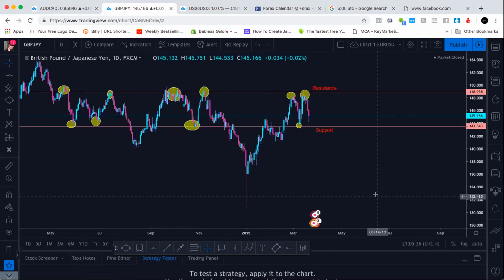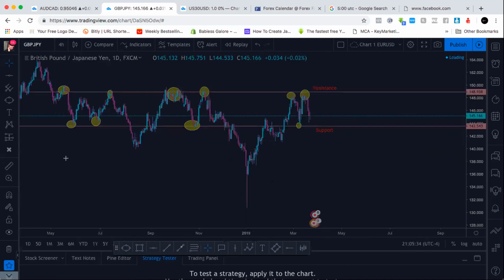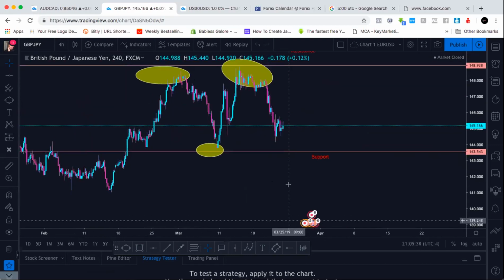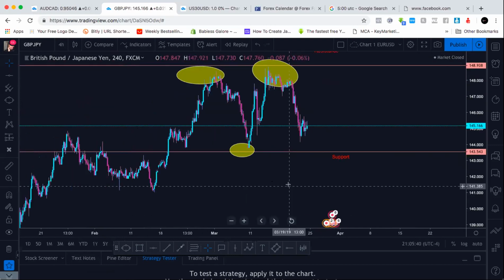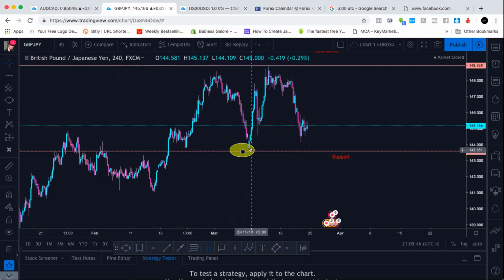Now that we have our support and resistance zones marked up, we are going to go down a time frame lower. So from the daily, we're now going to go to the 4-hour time frame. Once we go down to the 4-hour time frame, this is now where we're going to start drawing our trend line. We're going to determine the trend of the market.